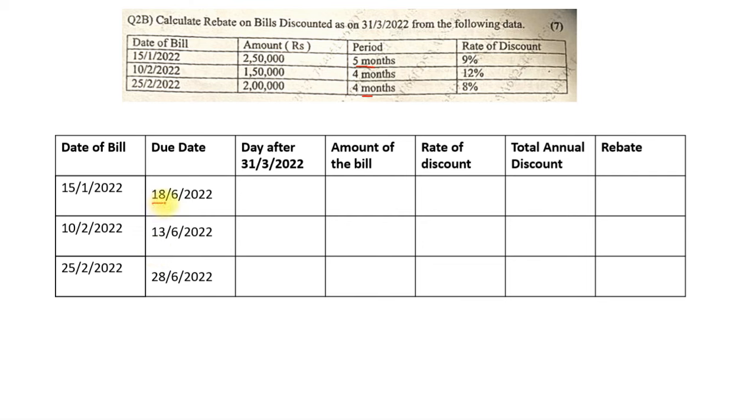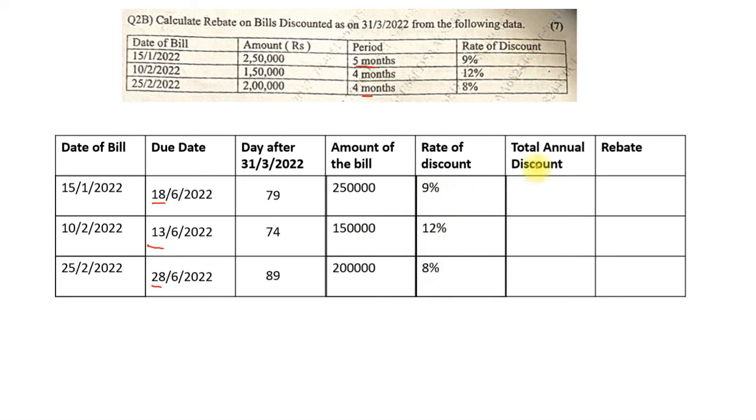61 plus 18 comes to 79 days. 61 plus 13 comes to 74 days. 61 plus 28 comes to 89 days. Okay, so we got the days which are after 31st March. Amounts of the bill which is already given in the question: 2 lakh 50, 1 lakh 50 and 2 lakhs. The rate of discount is also given in the question: 9%, 12% and 8%.